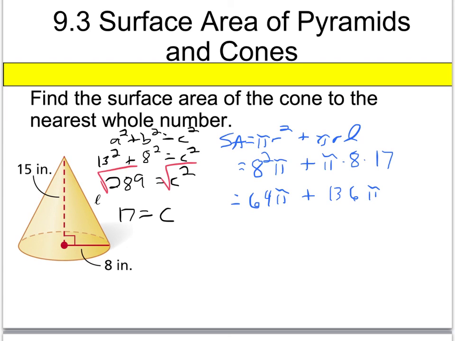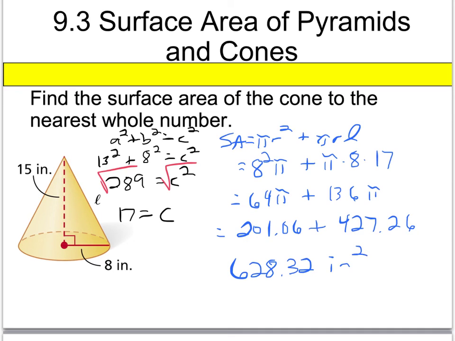Again, I do want to find it to the nearest whole number. I'm going to round to the nearest hundredth just to be safe. So I have 201.06 plus 427.26. When I add these together, I come out with a total of 628.32 inches squared. Don't forget that unit squared at the end.